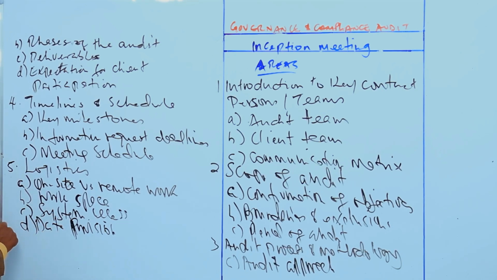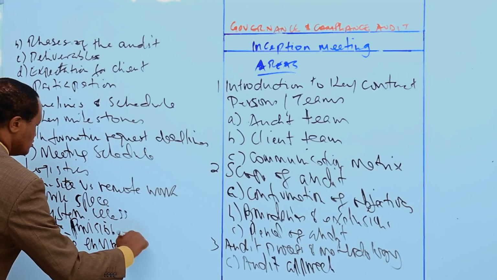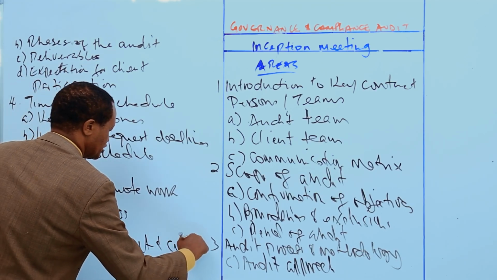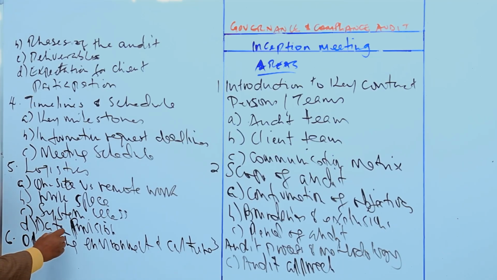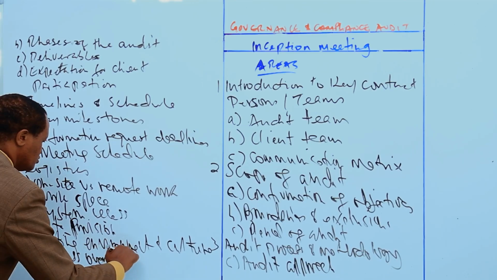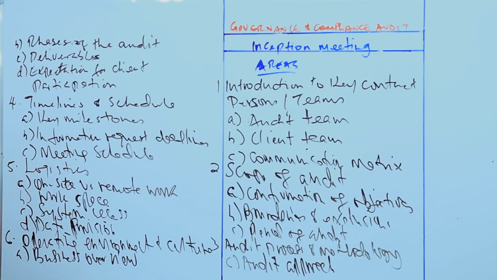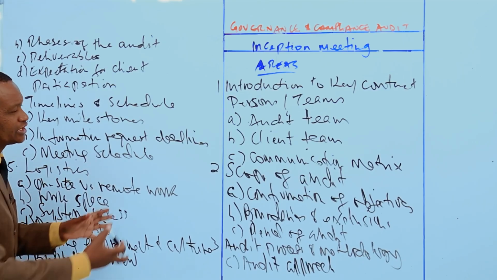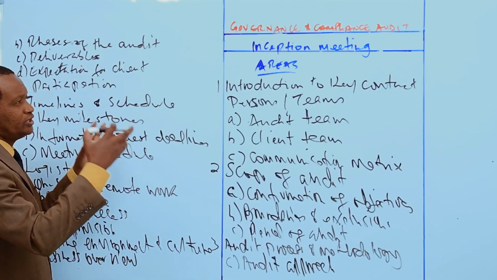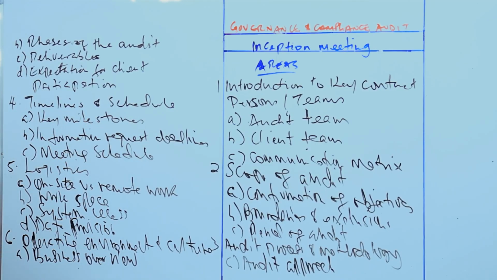Number 6, operating environment and culture. For example, you may have a business overview, which should be discussed. Business overview can also be an area that is discussed during this inception meeting. The auditor should gain a deep understanding of the client's business operations, the strategic objectives, and also organizational structure. This can also be part of what is discussed in an inception meeting between the audit team and the client team.